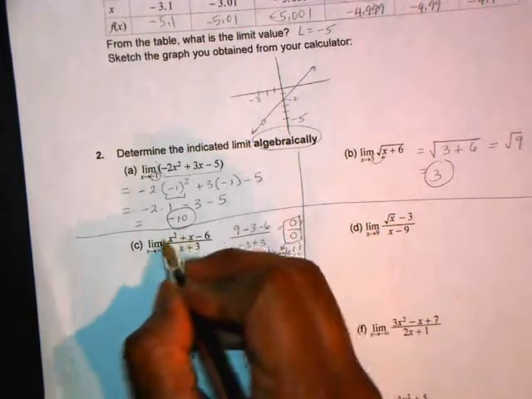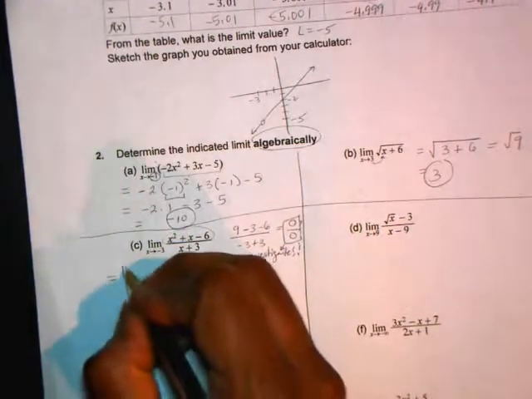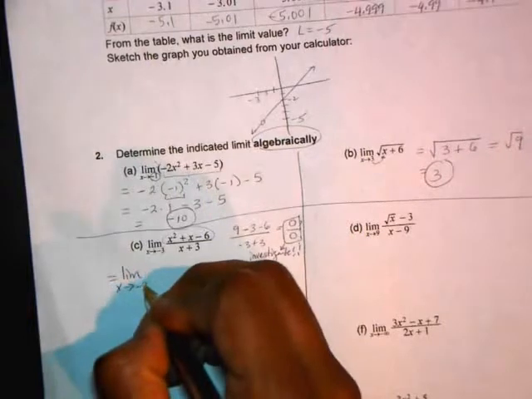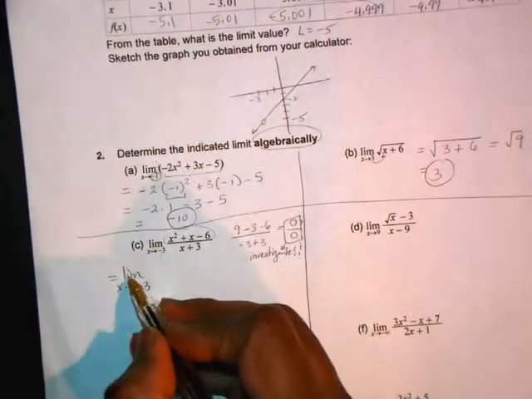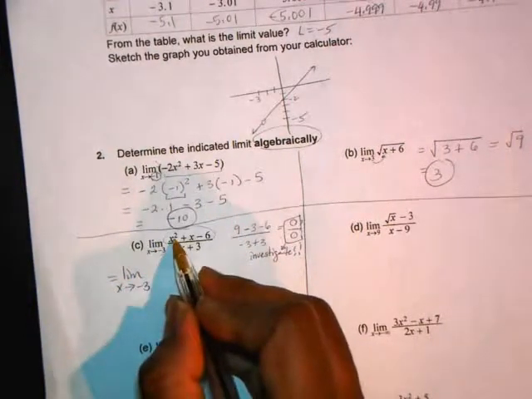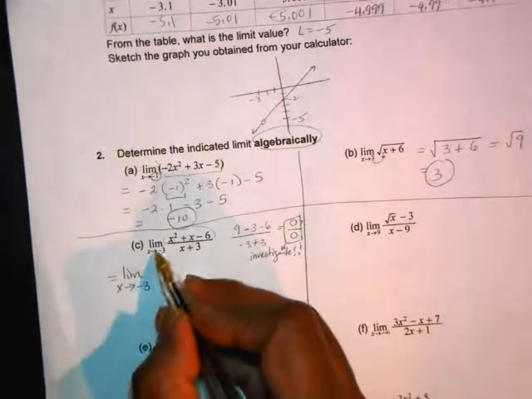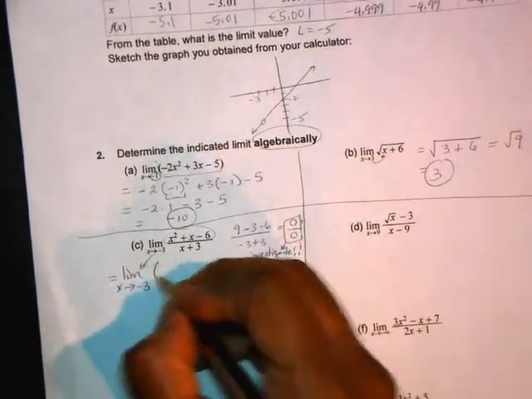So the top actually factors. Do a little reverse FOIL. Notice how here I'm connecting my steps, and since I'm actually not plugging in negative 3, I'm writing LIM. I'm carrying all that down. And then I'm going to factor.